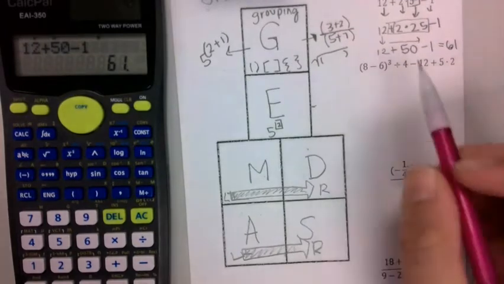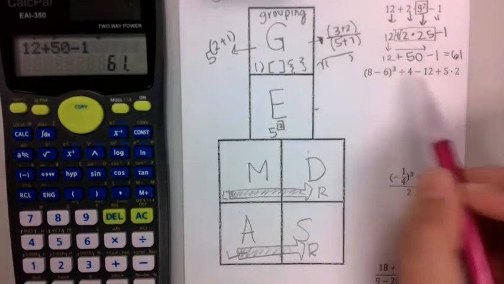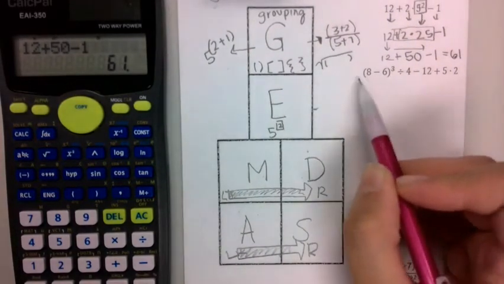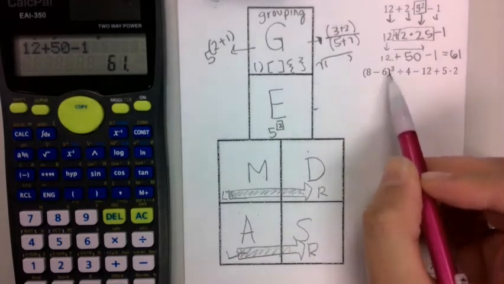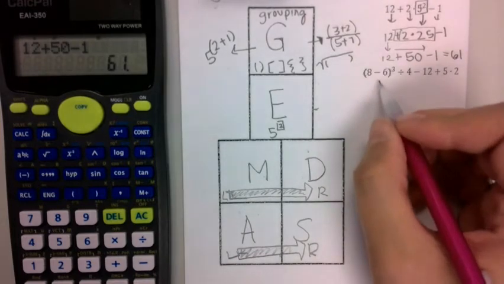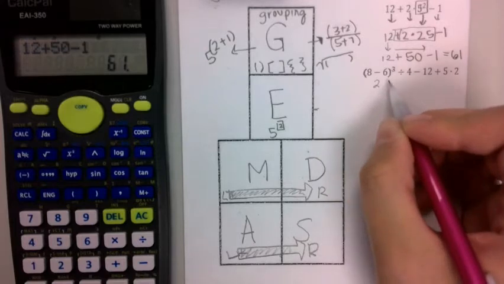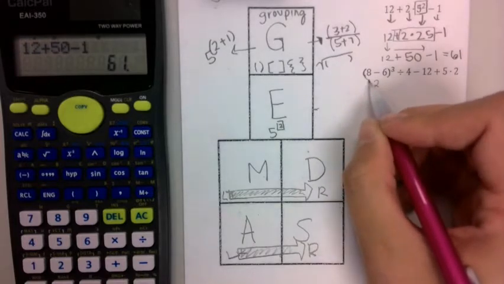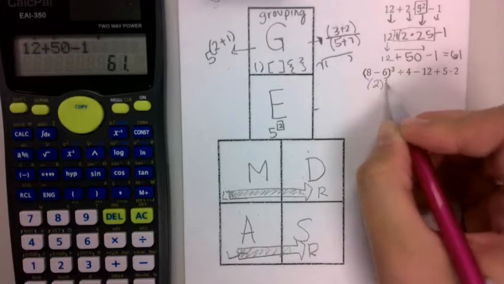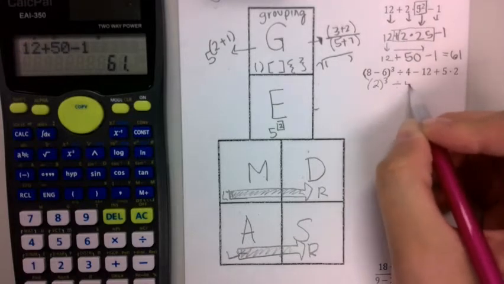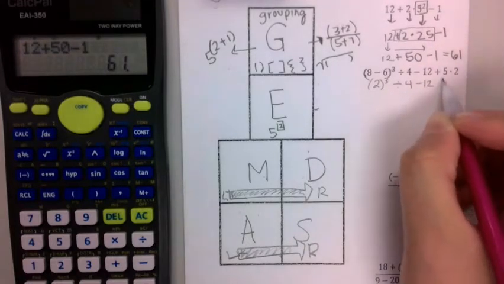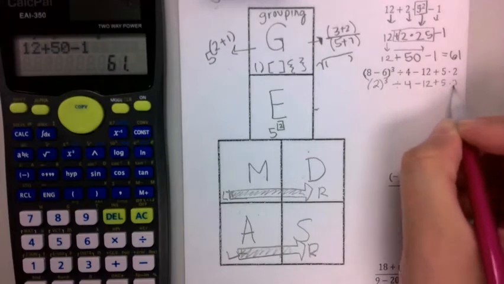Every time I'm going to start up here at the top for any grouping symbols, and I do see one this time. So 8 minus 6 is in my parentheses. I'm going to start with that. 8 minus 6 is a grand total of 2. And I'm going to bring everything else down, including my parentheses. So 2 to the third power divided by 4 minus 12. See, I'm just bringing everything straight down.